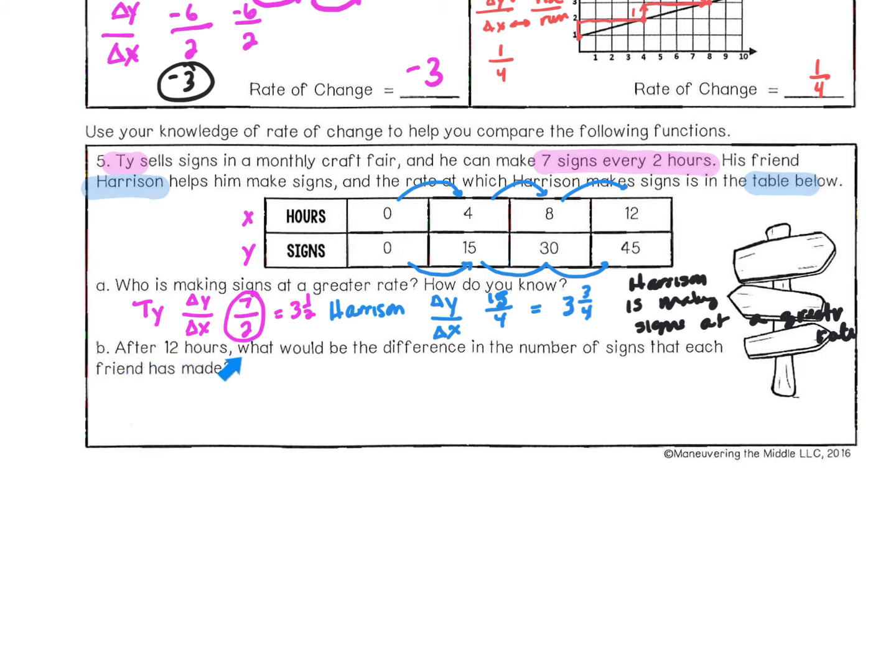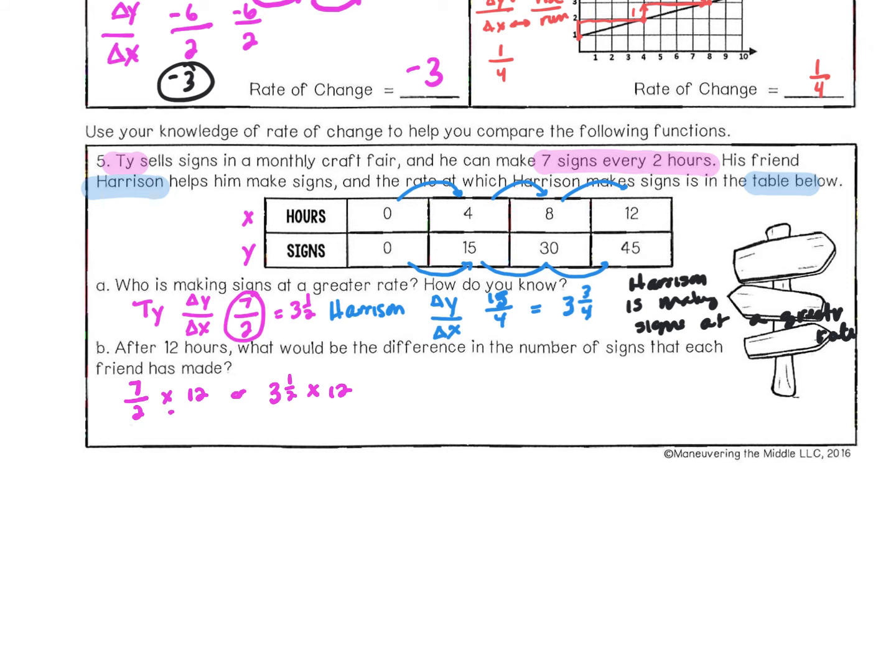Question B. After 12 hours, what would be the difference in the number of signs that each friend has made? Well, if we know that these are unit rates, then we're going to start with Ty's information, and we can use it in fraction form. We can take 7 over 2, 7 signs in 2 hours, and multiply it by 12. Or we could take 3 and 1/2 and also multiply it by 12. So if you want to pause and use your calculator, that's great.